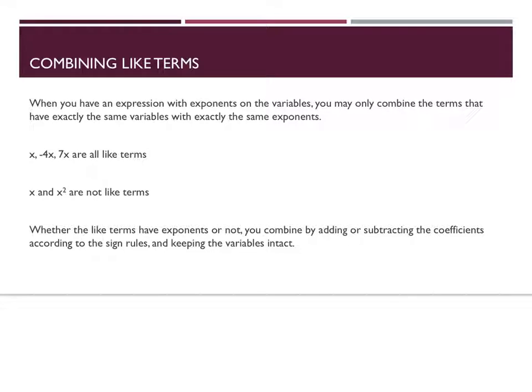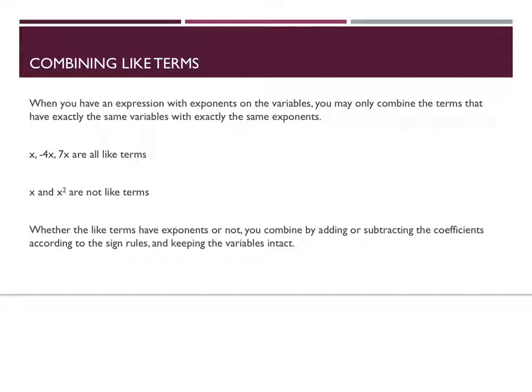So x, negative 4x, 7x, those are all like terms because they all have an x. We could combine those terms if they were all in the same expression. X and x squared, even though they have the same variable, are not like terms. The variables have to match and the exponents have to match, or you're not allowed to combine them.